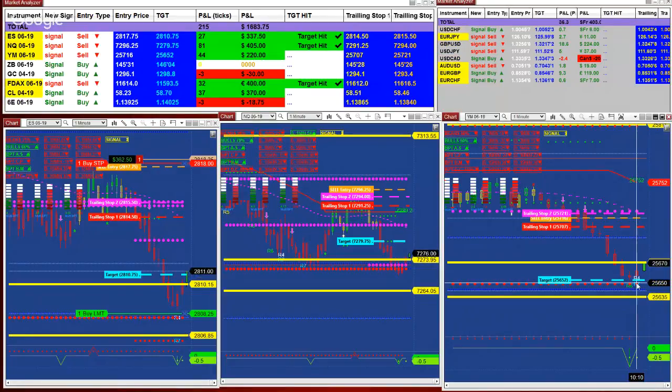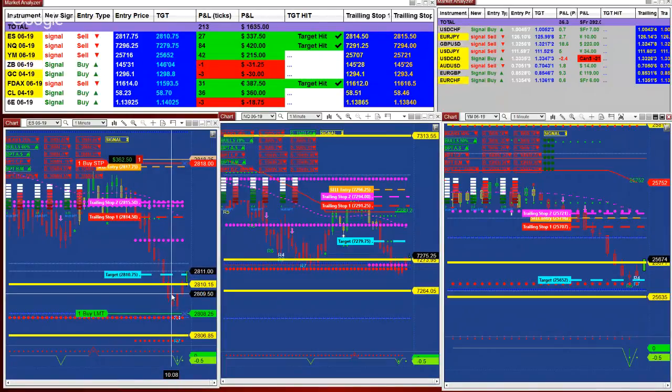All right. Once in a while, we get a little extension below or above the target, exceeding the market by a few ticks here and there. And we want to maximize those targets to the tick.